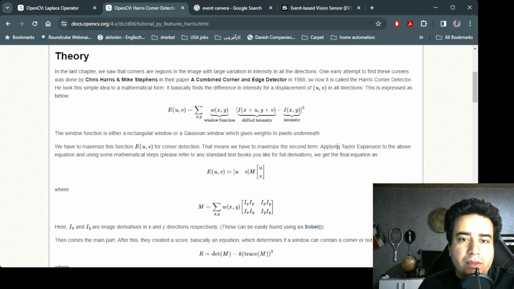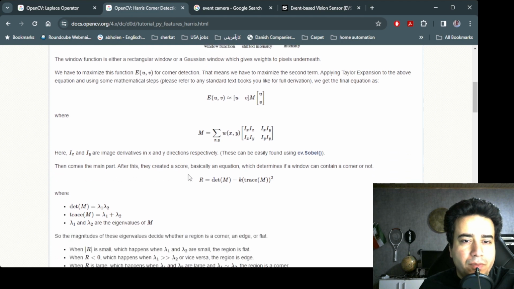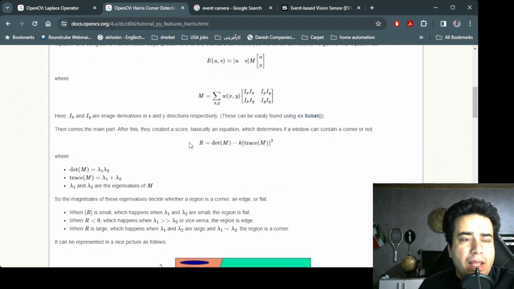And by applying the Taylor expansion to the above equation, using some mathematical steps, you can basically get a formula like that, which has a weight matrix, and Ix and Iy are basically image derivatives in the x and y direction respectively. And at the end comes the main part, which basically determines if a window can contain a corner or not. So R is basically the determinant of M minus k times the trace of M squared.